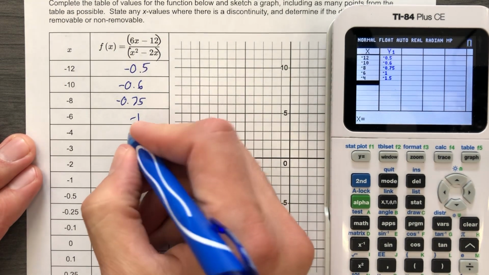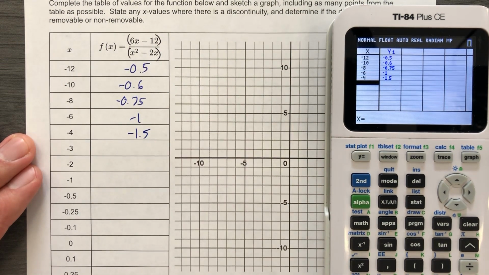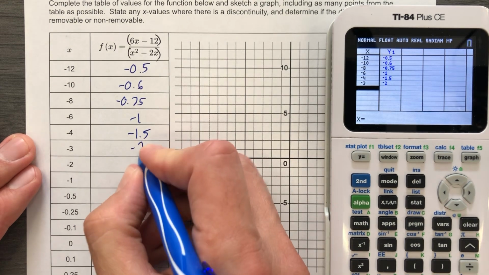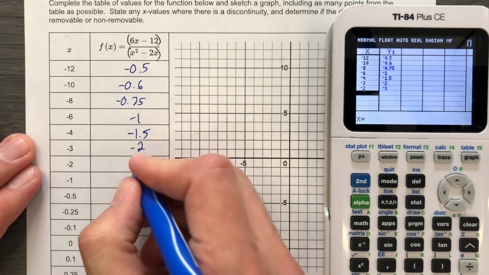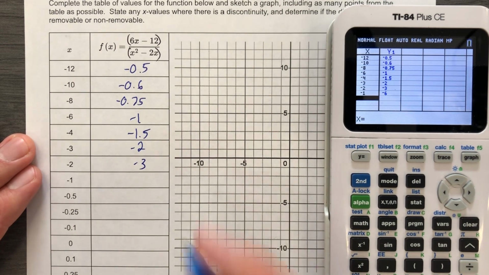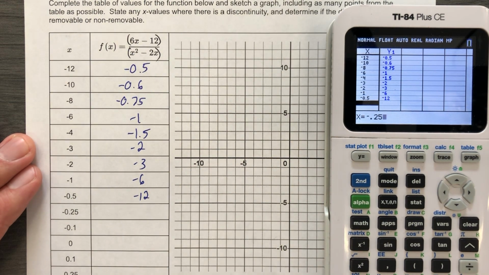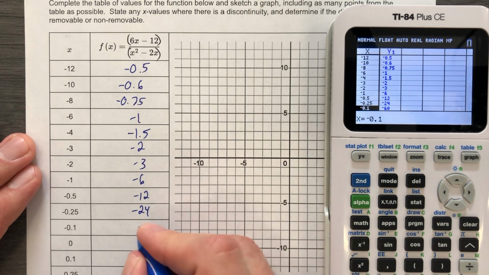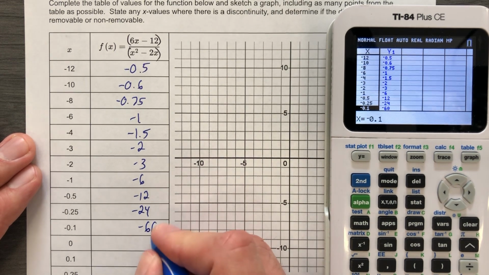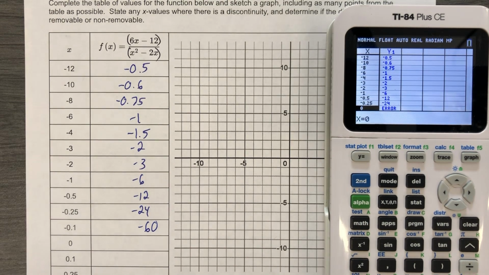Negative 4, negative 1.5. Negative 3, negative 2. Negative 2, negative 3. Negative 1, negative 6. Negative 0.5, negative 12. Negative 0.25, negative 24. Negative 0.1, negative 60. 0. Whoa, error. Can't do it.